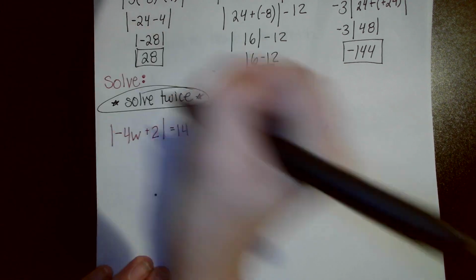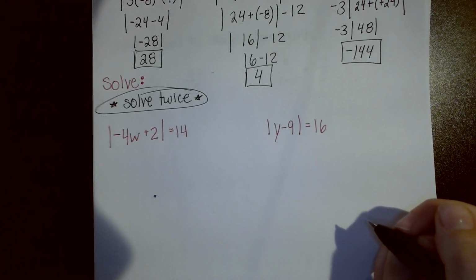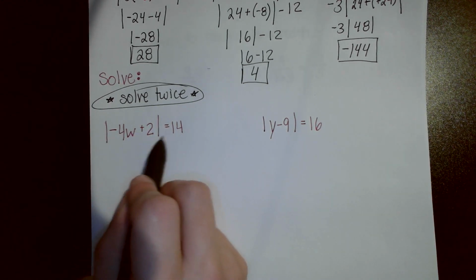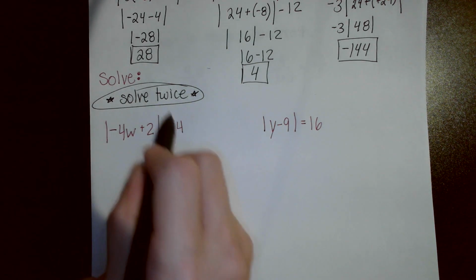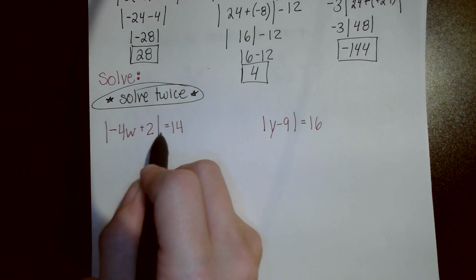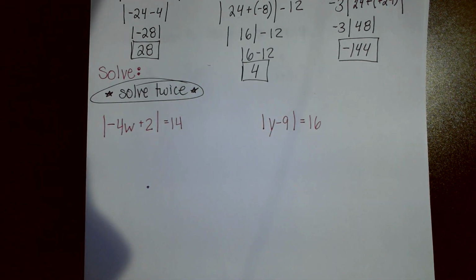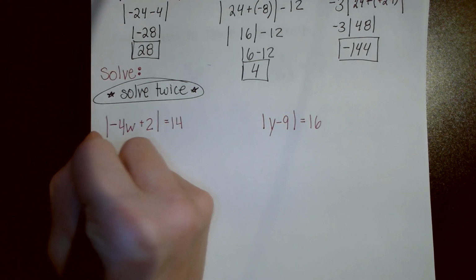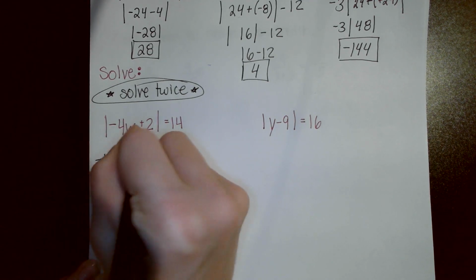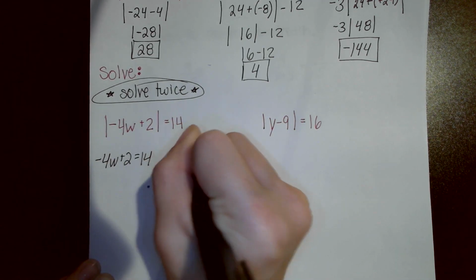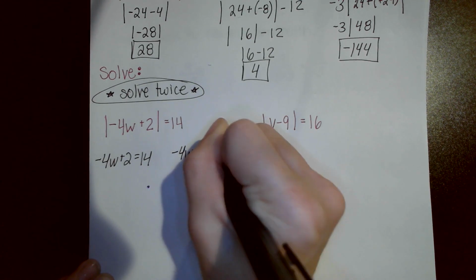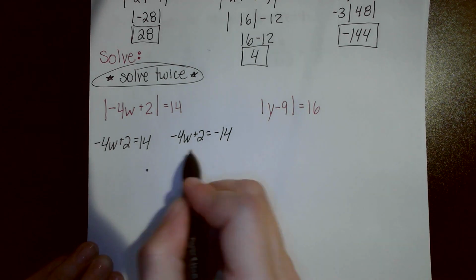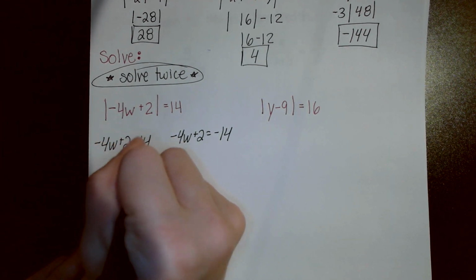That's our major key here, all right? We got to solve it twice. Once for the positive scenario and once for the negative. So if this is my absolute value, I don't have anything outside of the absolute value bars. If I did, that third wheel would get moved first, all right? Remember that, but we don't. So we're just going to rewrite this as negative 4w plus 2 equals 14, and negative 4w plus 2 equals negative 14, all right? You set it up twice and then solve it.